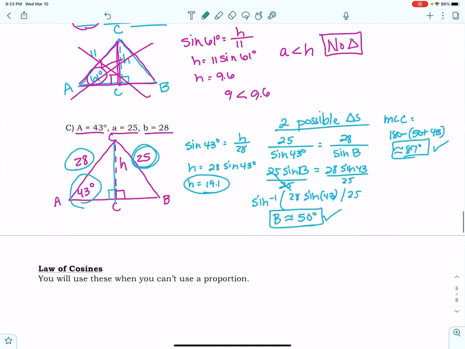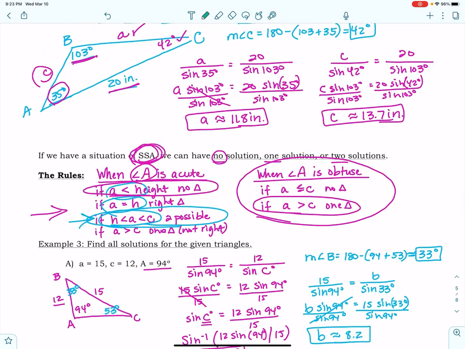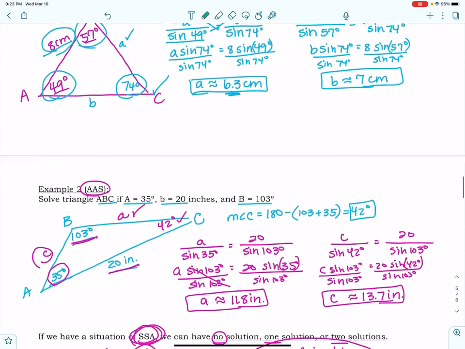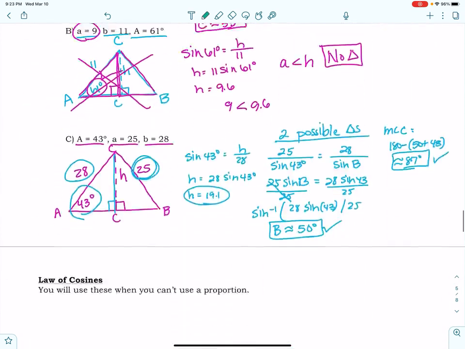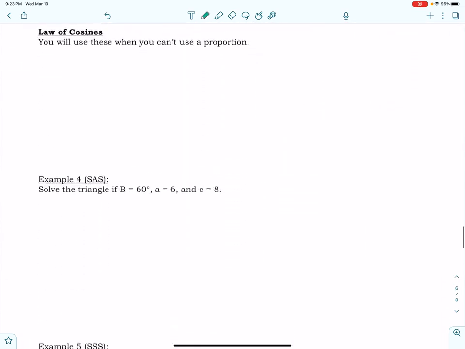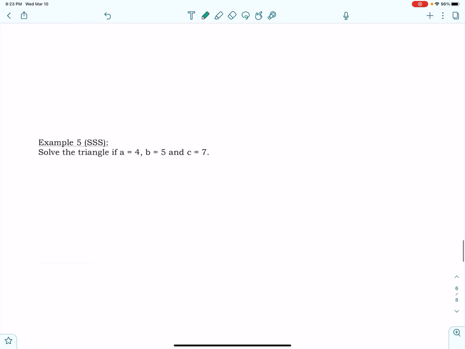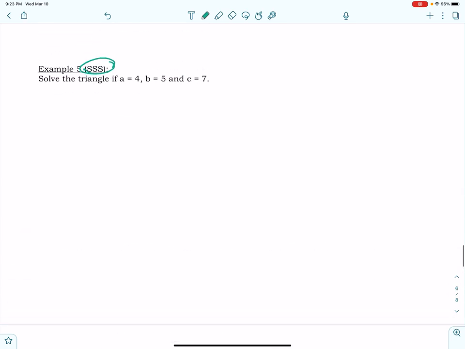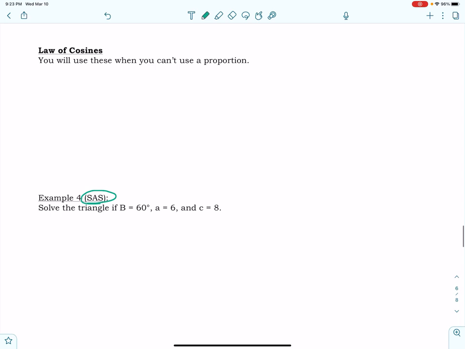Because if you'll recall, we can use the law of sines when we've got angle, side, side, when we've got angle, angle, side, or when we've got angle, side, angle. So when we use the law of cosines, as you can see in these examples here, we're going to use it when we've got side, angle, side, or when we've got side, side, side. So those are going to be the two situations where we're going to be using the law of cosines.